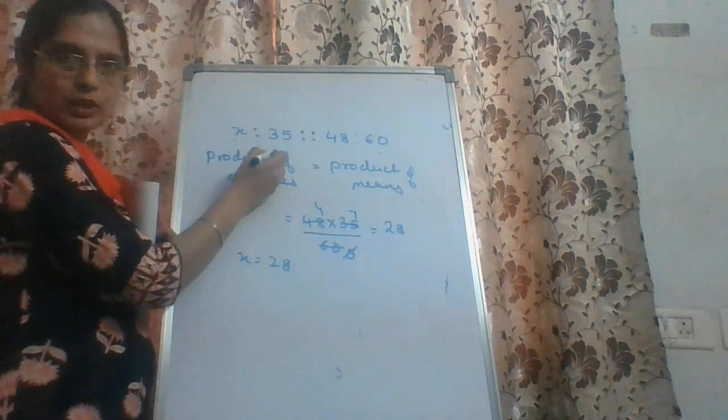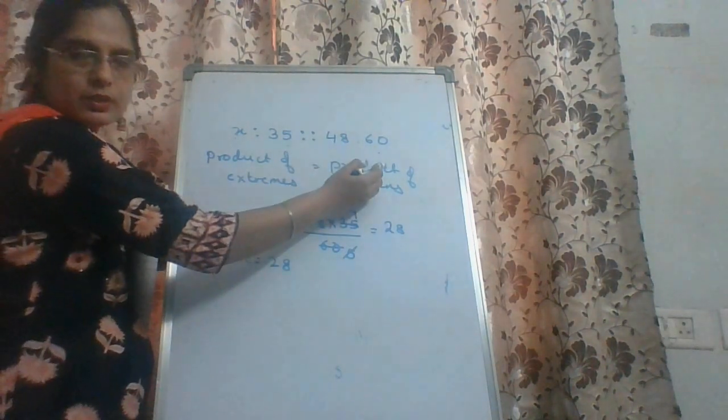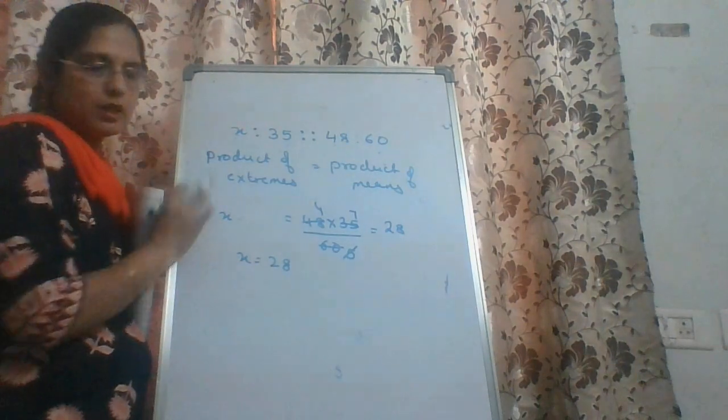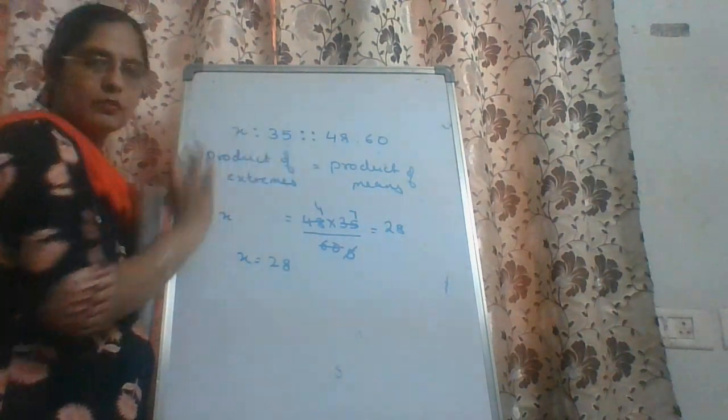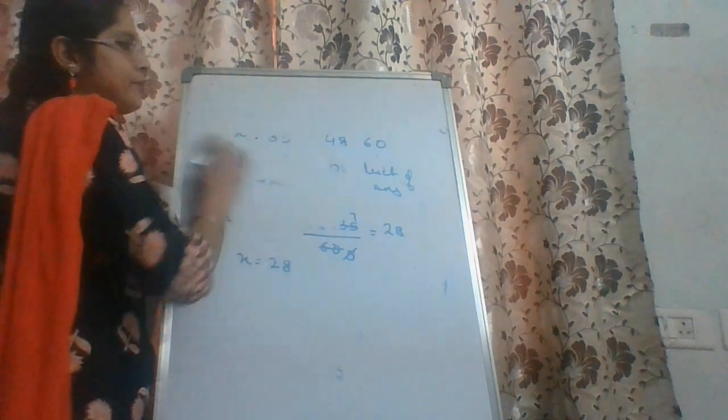28 is to 35, I get 4 upon 5. 48 is to 60, 4 upon 5, simplifying by the table of 12. So the two ratios are equal. So we get the value of x as 28.